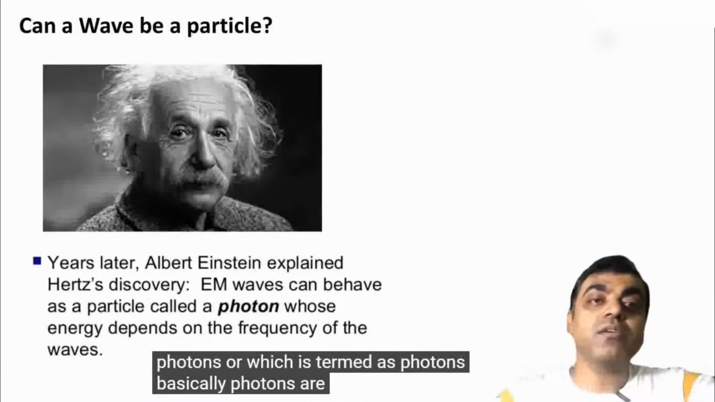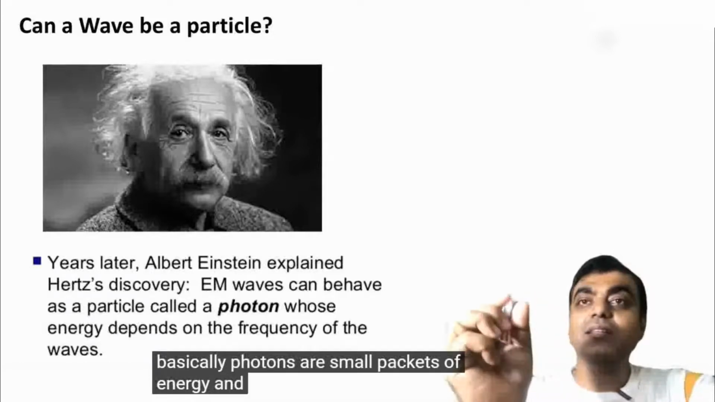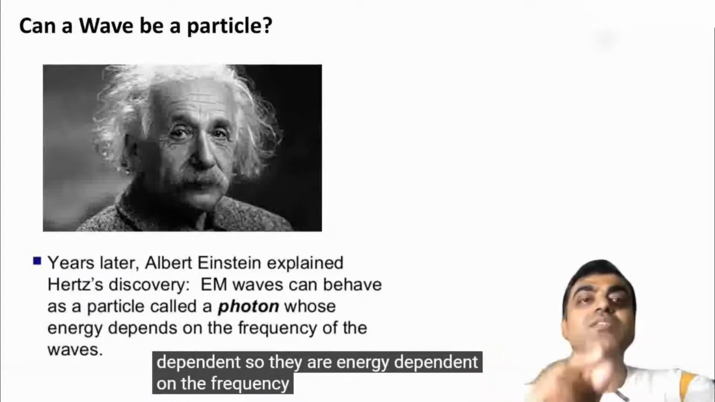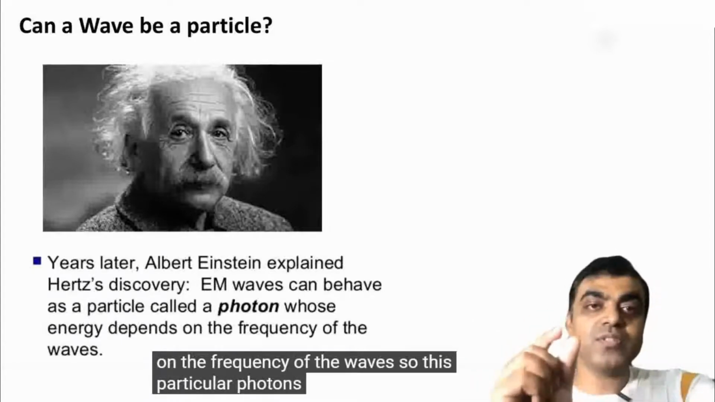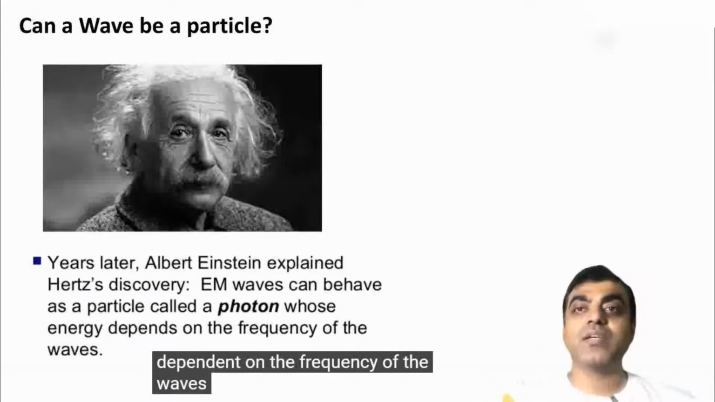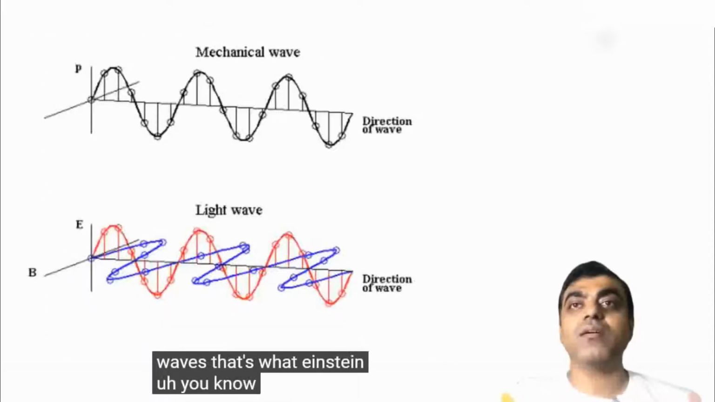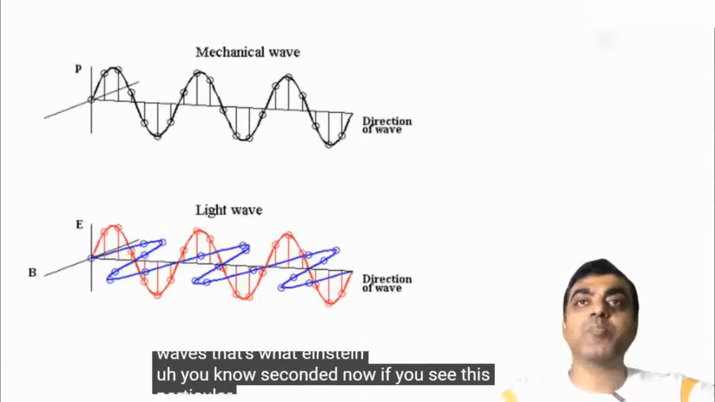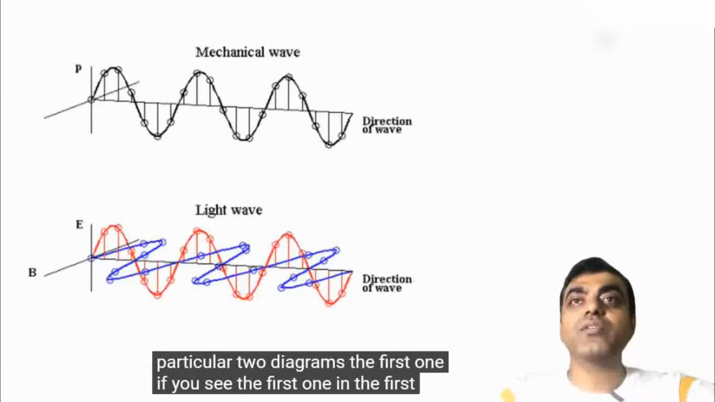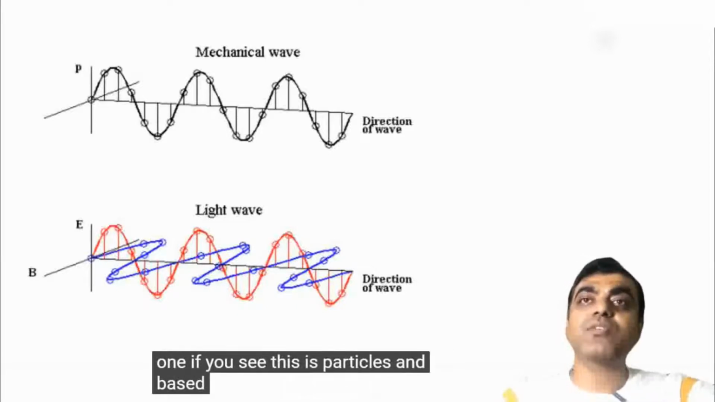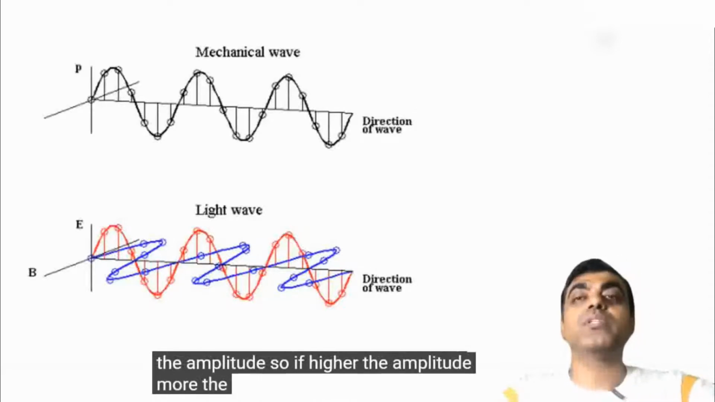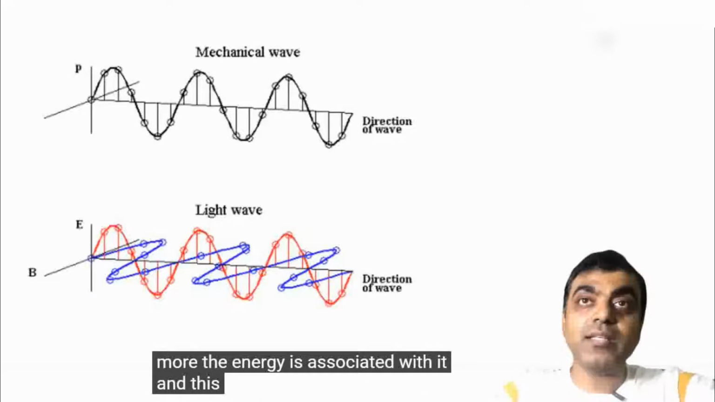Basically, photons are small packets of energy, and this energy is dependent on the frequency of the waves. That's what Einstein seconded. Now, if you see these two diagrams, in the first one, these are particles, and the height is basically the amplitude. The higher the amplitude, the more energy is associated with it.